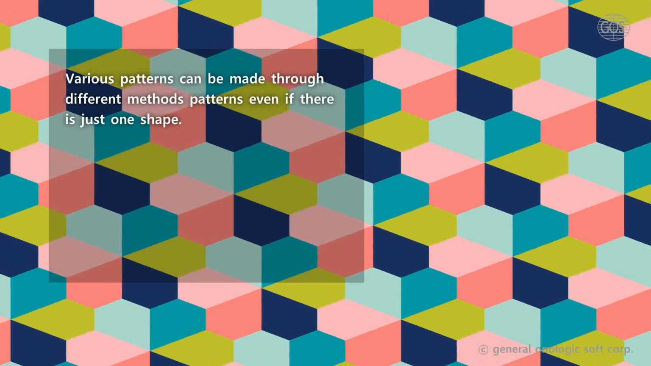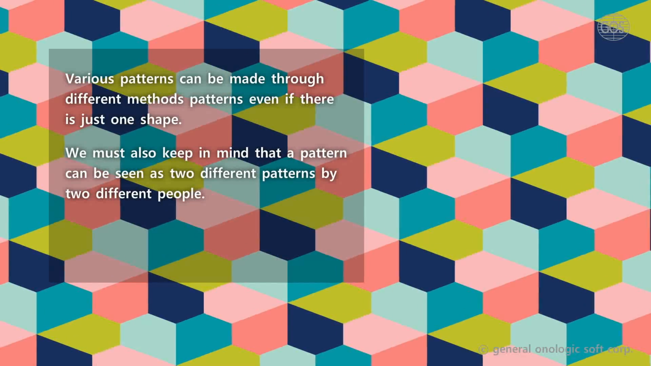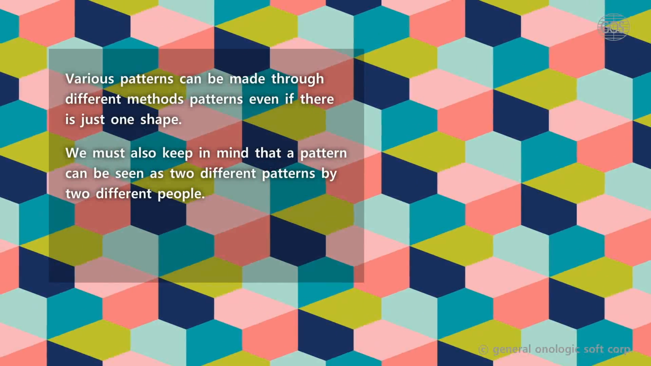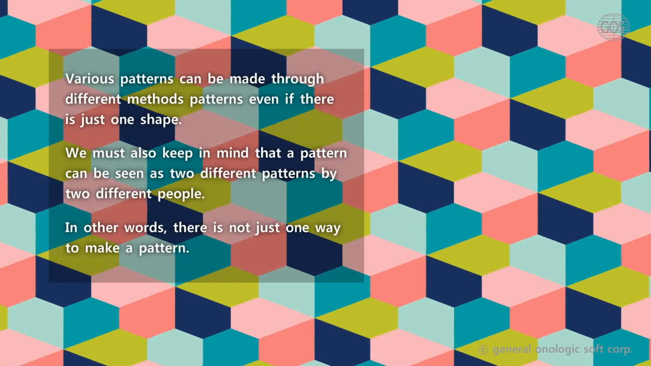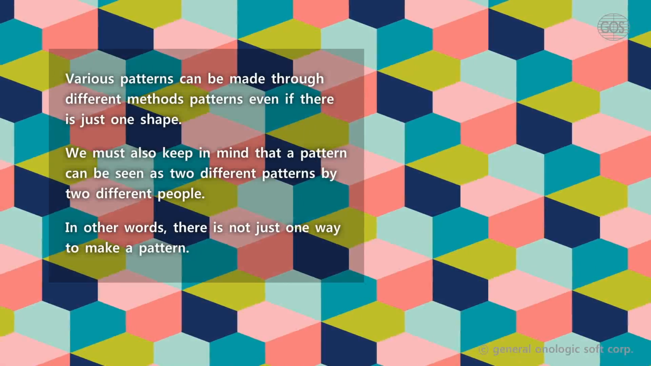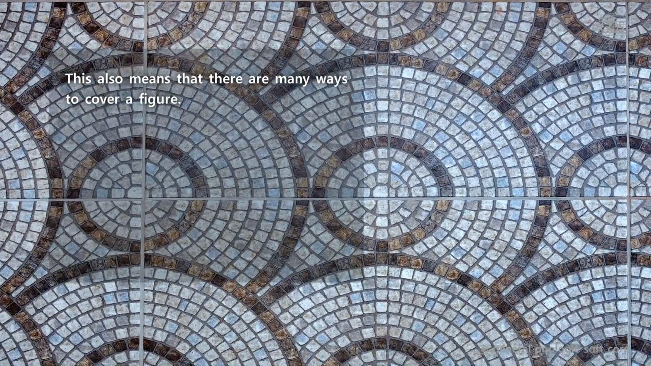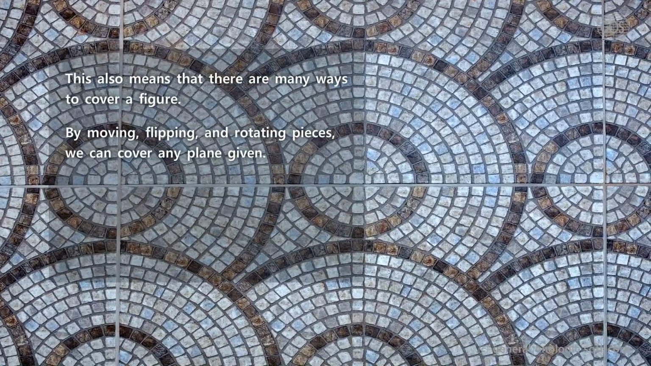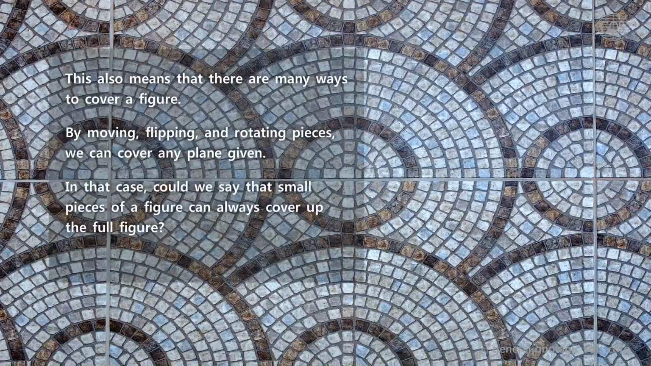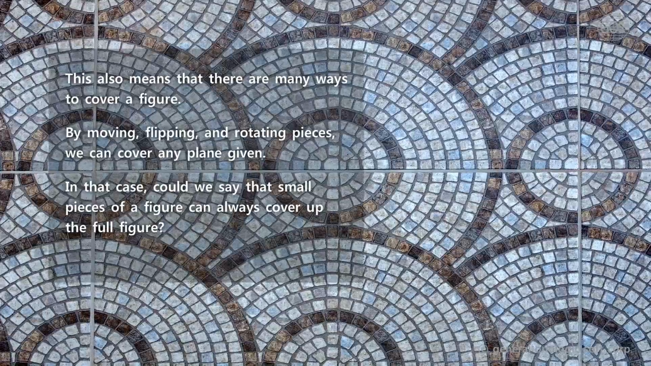Various patterns can be made through different methods, even if there is just one shape. We must also keep in mind that a pattern can be seen as 2 different patterns by 2 different people. In other words, there is not just one way to make a pattern. This also means that there are many ways to cover a figure. By moving, flipping, and rotating pieces, we can cover any plane given. In that case, could we say that small pieces of a figure can always cover up the full figure?